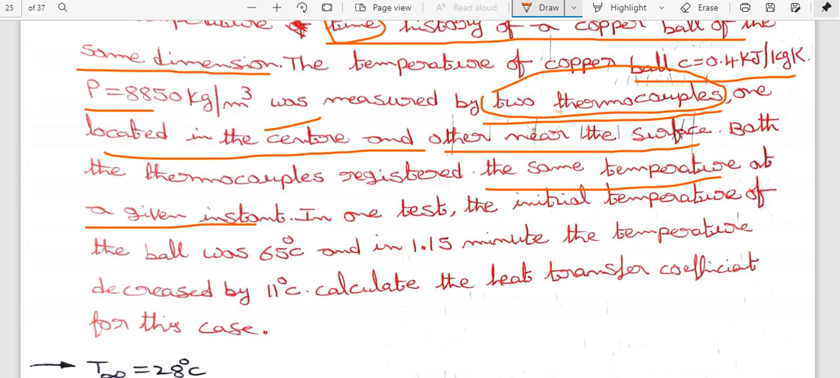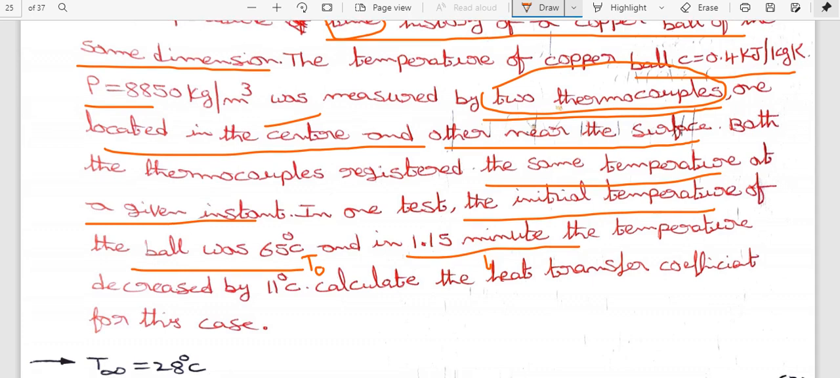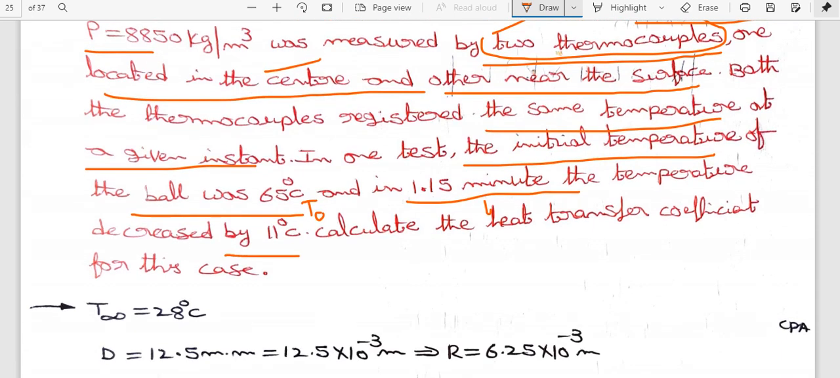So in one test, the initial temperature of the ball was 65 degrees, that is T naught, and in 1.5 minutes the temperature decreases by 11 degrees. So the temperature decreases by, that means 65 minus 11, which is equal to 54 degrees.